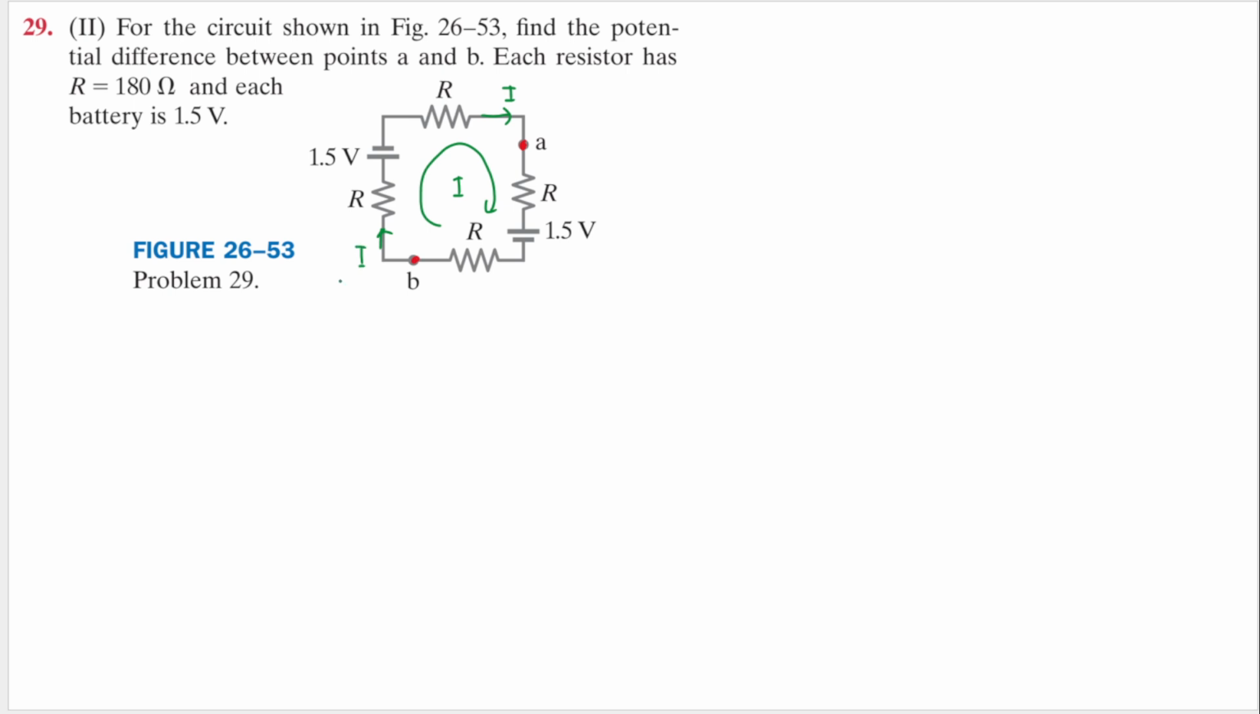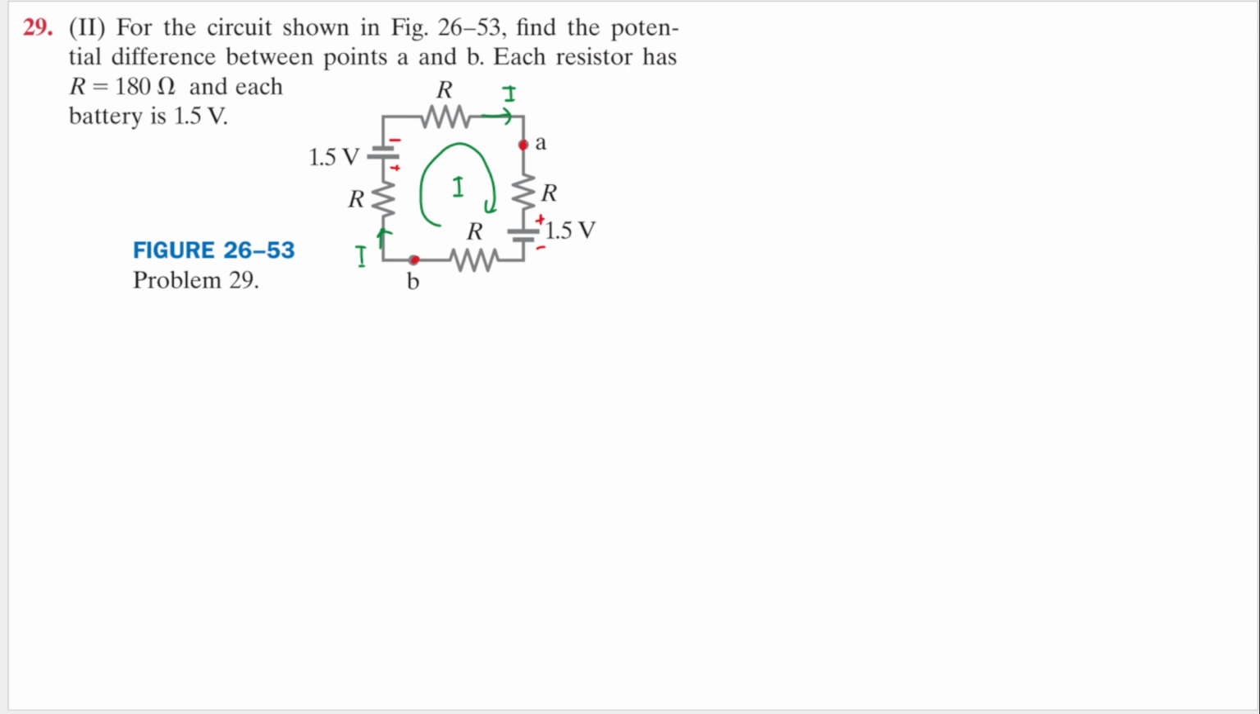Okay, that is good. Now let's label the polarity of each component. For the battery, the long one is the positive terminal and the short one is the negative terminal. So I'll have plus here and minus here. The same can be said here. The long one is the positive terminal and the short one is the negative terminal.